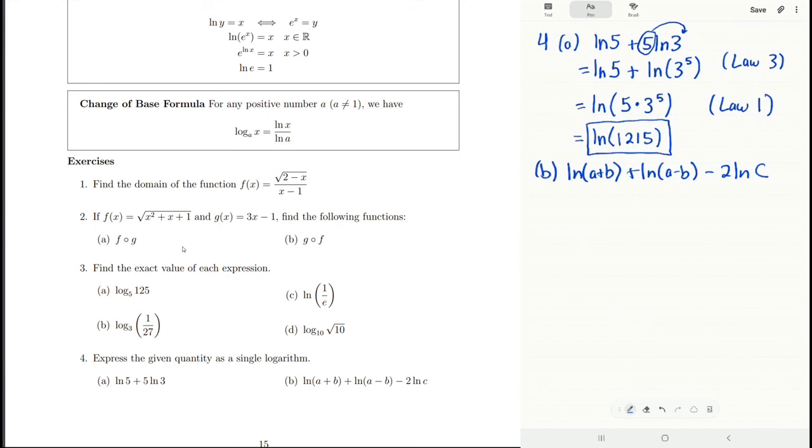So let's first deal with the third term. So we have the coefficient of 2, and if we were to use the third law, we can move the coefficient as a power on c. So we have the natural log of a plus b plus the natural log of a minus b minus the natural log of c squared.